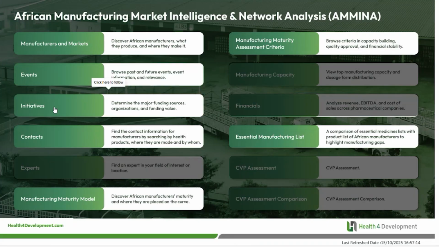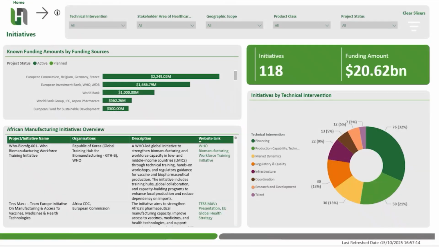Finally, there are multiple ongoing initiatives to try and drive African manufacturing. What we've done is track 118 different initiatives with an announced funding total of $20 billion. You can see here that those initiatives apply to various different technical interventions. So some are financing, some are about production capability and tech transfer. Maybe it's market shaping and market dynamics. So the percentage is shown here in this pie chart.